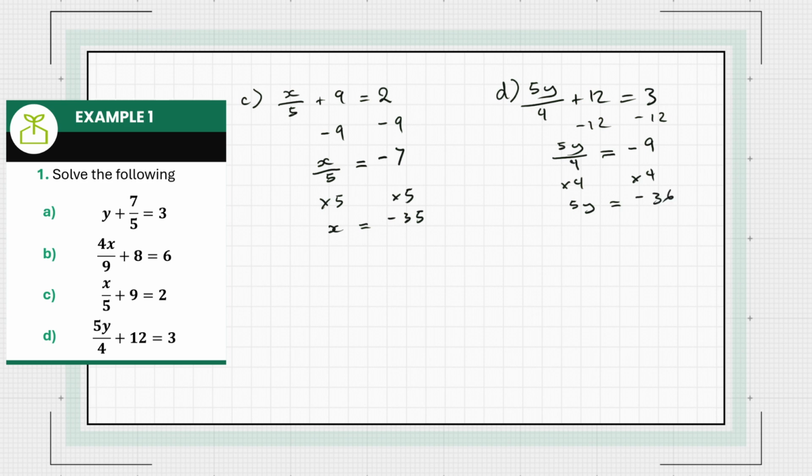Okay, divide both sides by 5, and we're left with y is equal to negative 36 over 5.